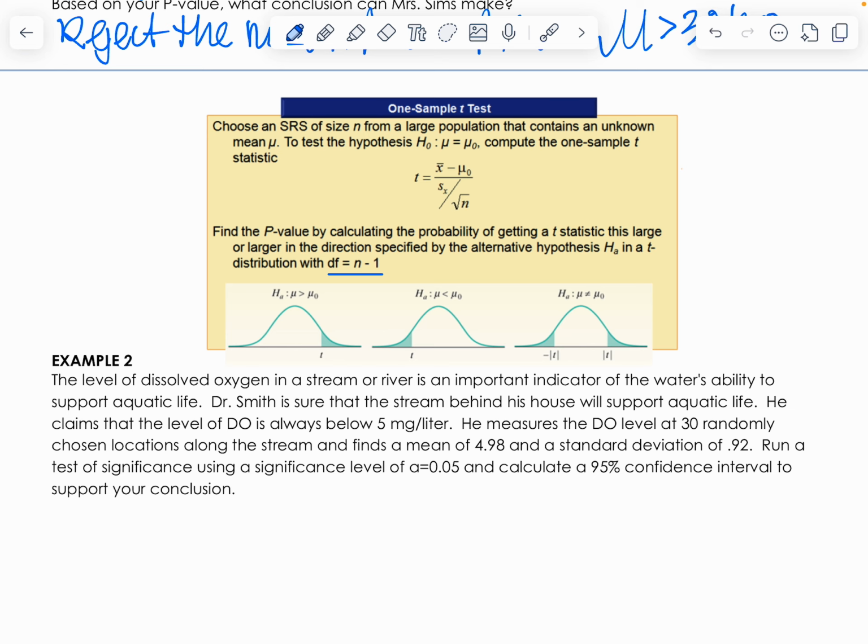Okay, so example 2 says, the level of dissolved oxygen in a stream or river is an important indicator of the water's ability to support aquatic life. Dr. Smith is sure that the stream behind his house will support aquatic life. He claims that the level of DO is always below 5 milligrams per liter. He measures the dissolved oxygen level at 30 randomly chosen locations along the stream and finds a mean of 4.98. That's our X bar, and a standard deviation of 0.92.